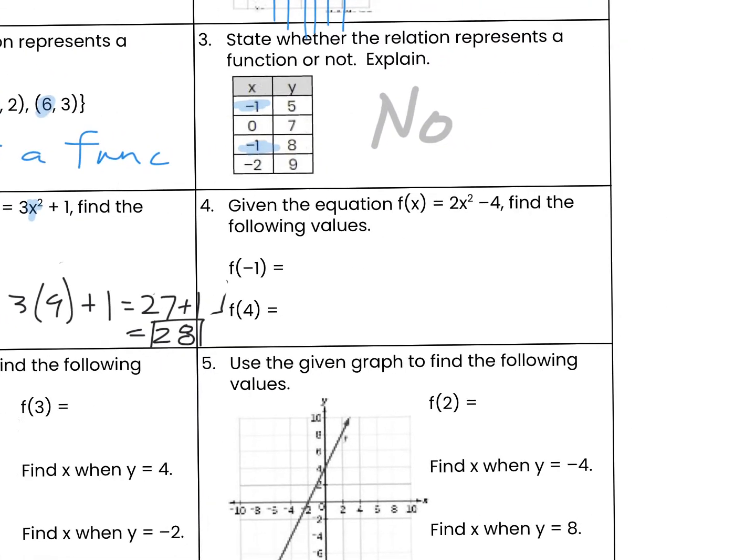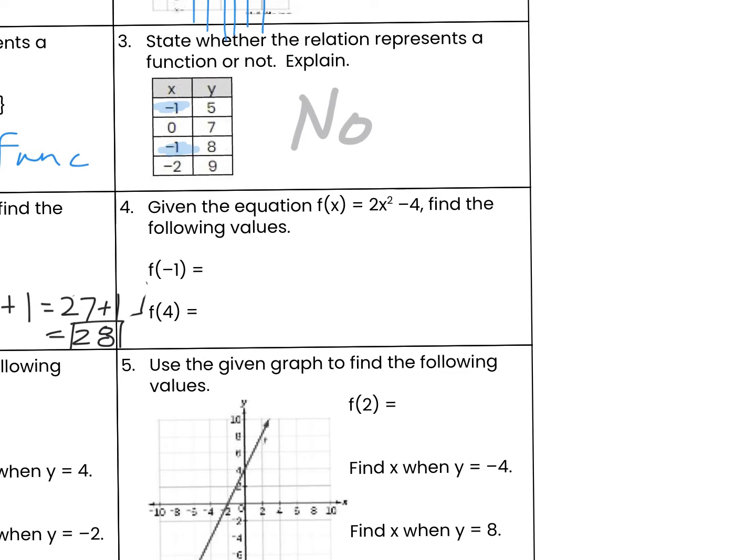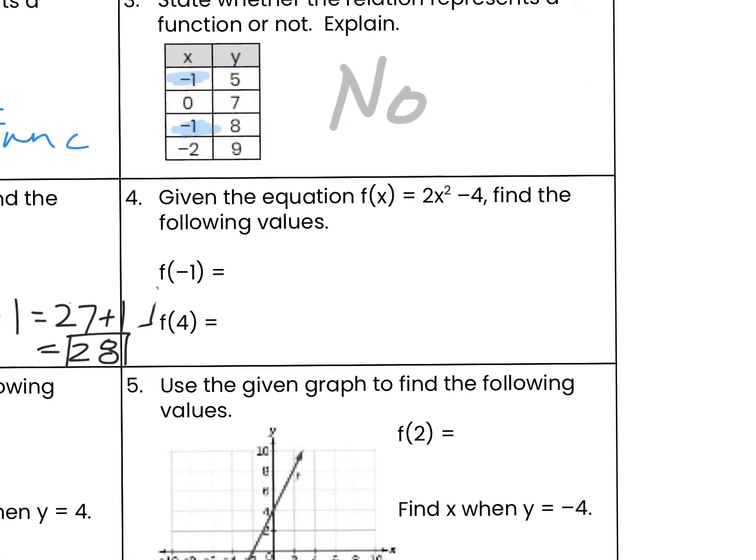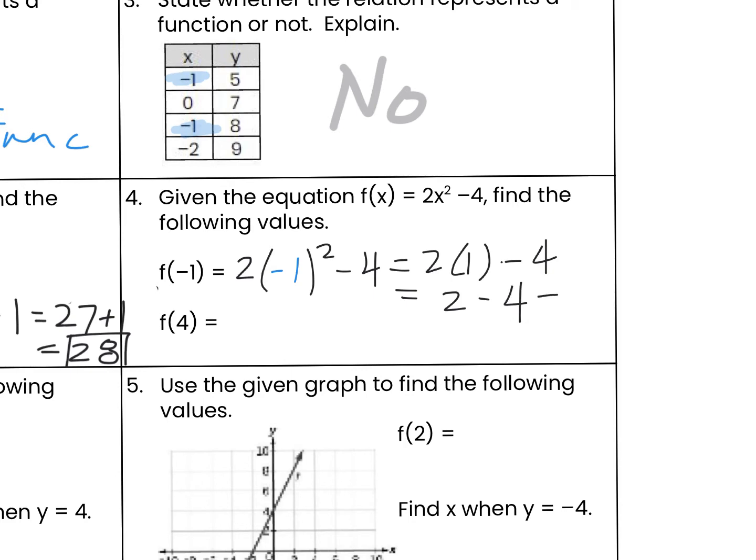Moving over to the right, number 4, you're doing the exact same thing. So I'm going to go ahead and blow it up just a little bit more so I have some more space. Again, I'm going to take 2 times -1 squared minus 4. So this will give me 2 times 1 minus 4. So then this will give me 2 minus 4. This gives me -2.